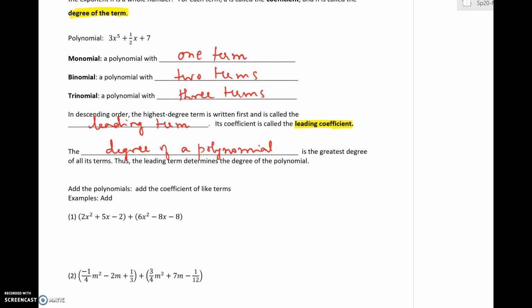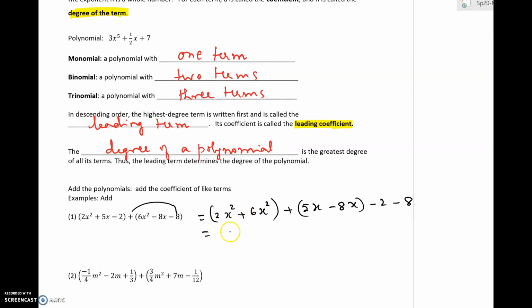Add the polynomials, add the coefficients of like terms. So, 2x squared plus 5x minus 2 is the first polynomial. It is added to 6x squared minus 8x minus 8. So, now add the like terms, which is 2x squared plus 6x squared. We are going to add the x squared terms. Then you add the x terms, 5x minus 8x. Then you're going to add the numbers, which is negative 2, negative 8.